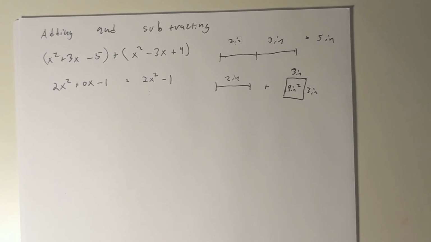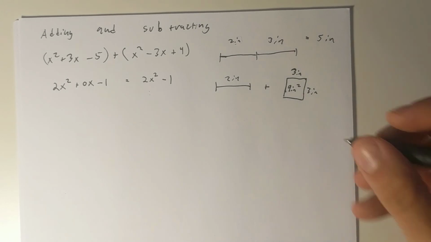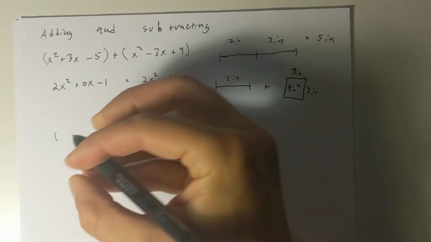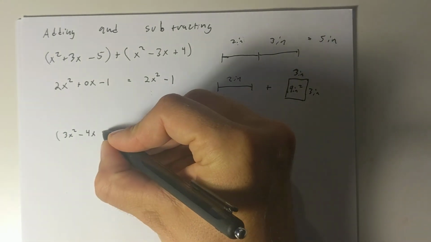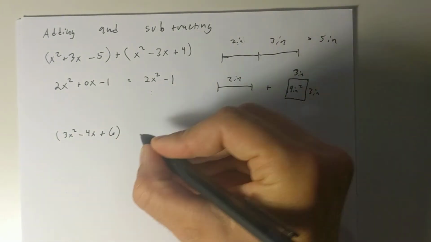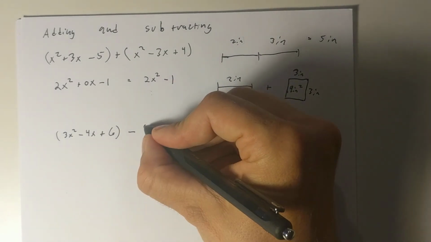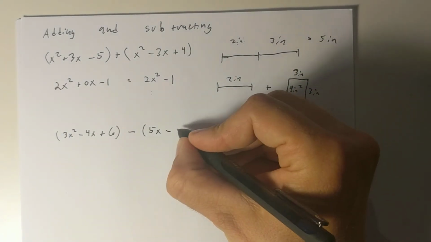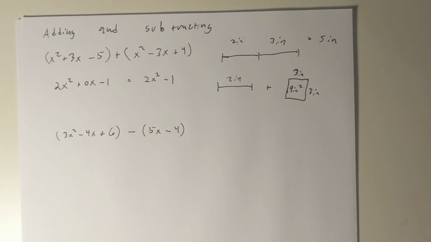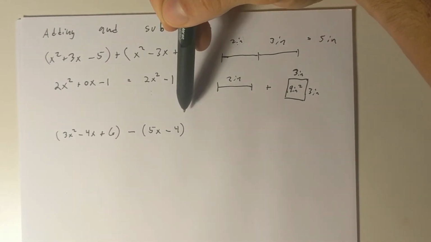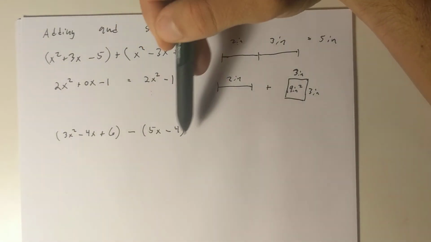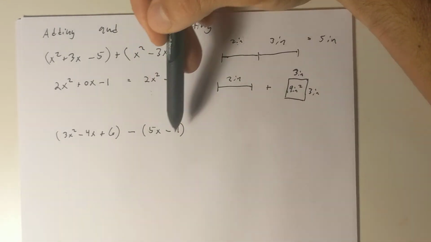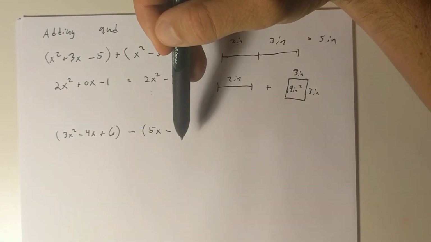All right, let's go on and do a subtraction. So what if I had 3x squared minus 4x plus 6, and I'm going to subtract maybe 5x minus 4. Okay, well, since I'm subtracting, and this is in a parentheses, that means I actually have to subtract everything that's in this parentheses. So this thing is grouped together, and I'm subtracting the entirety of it.